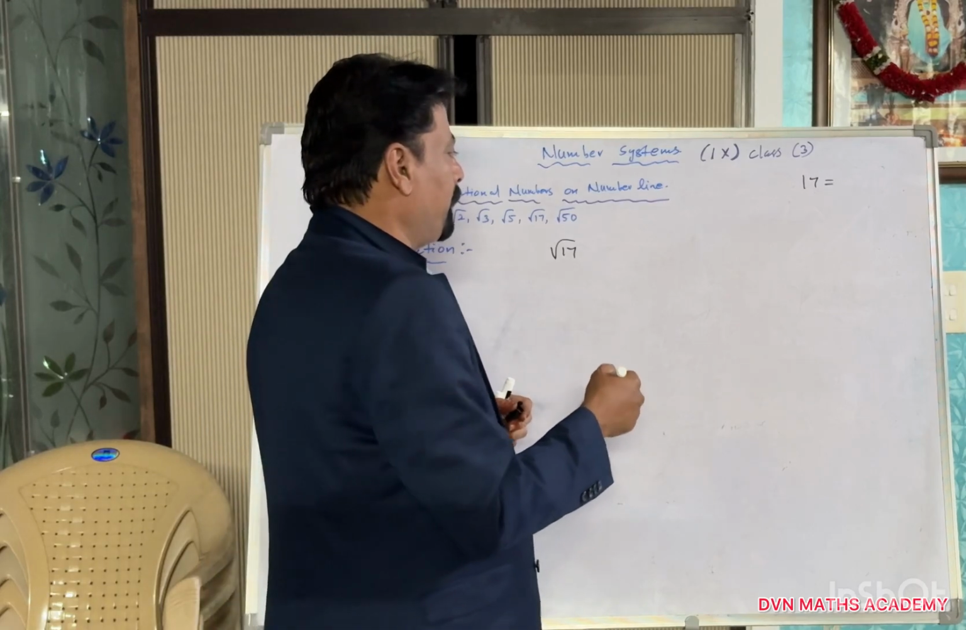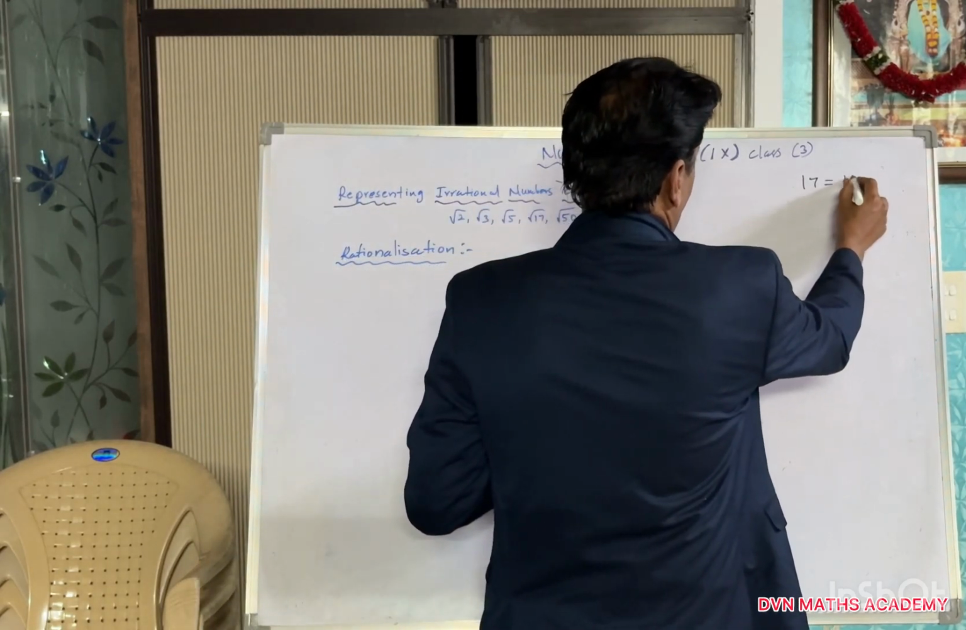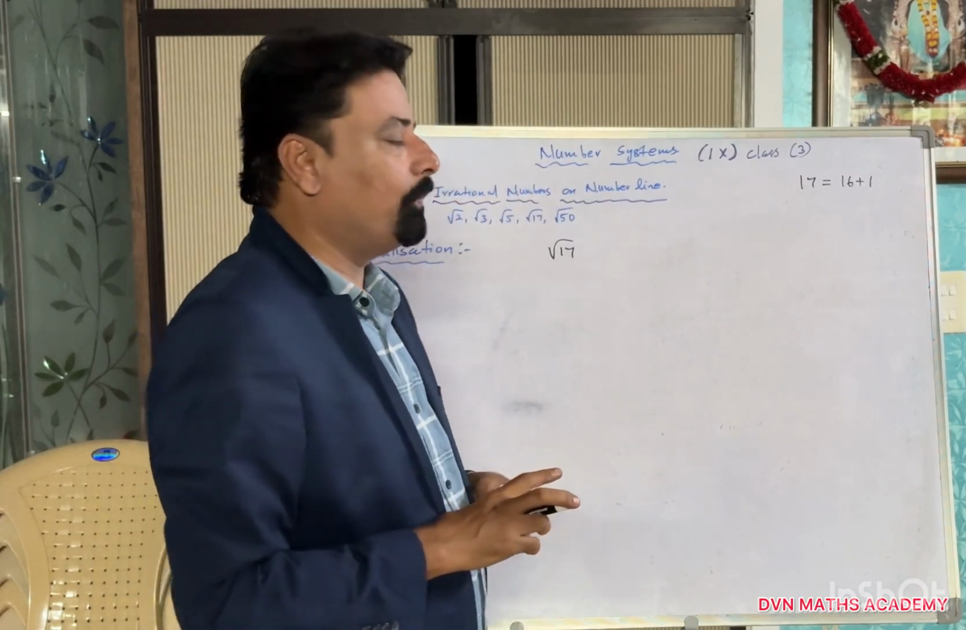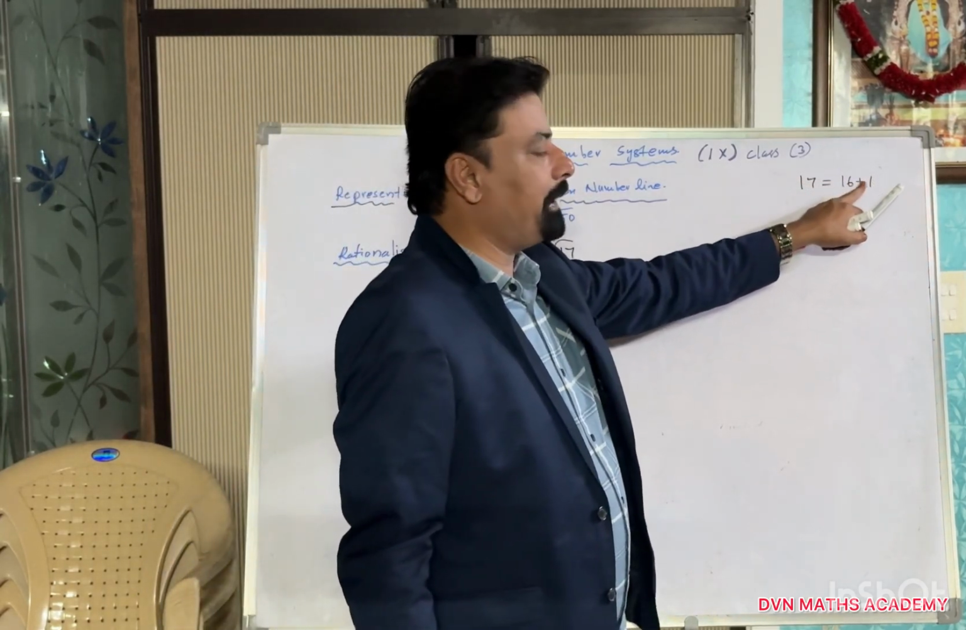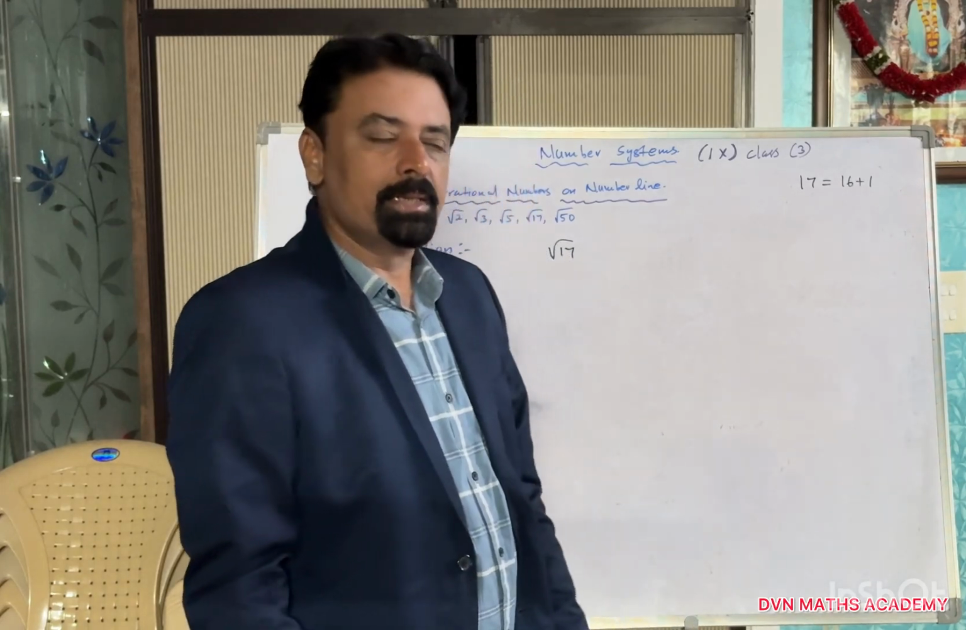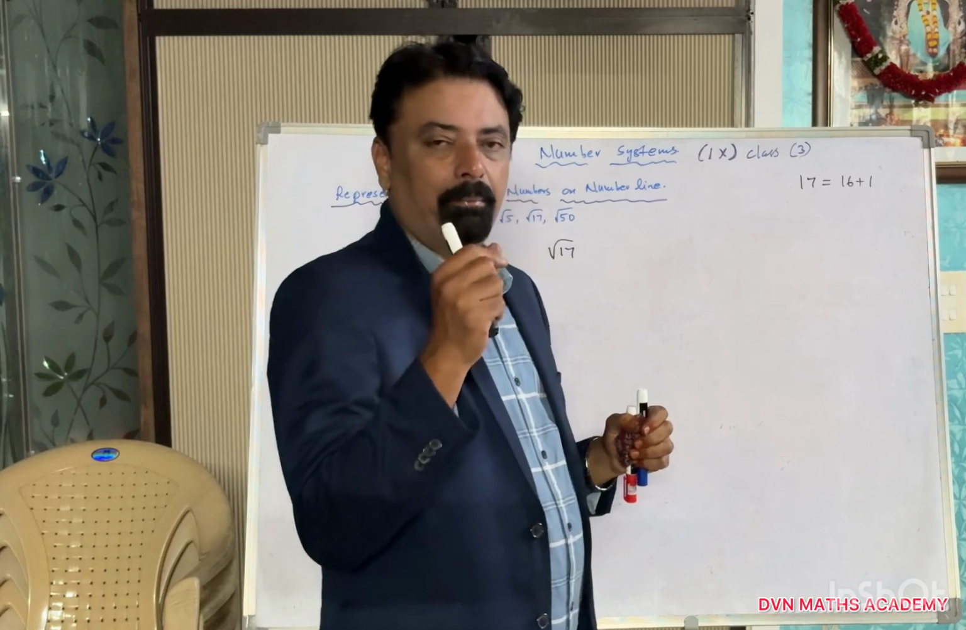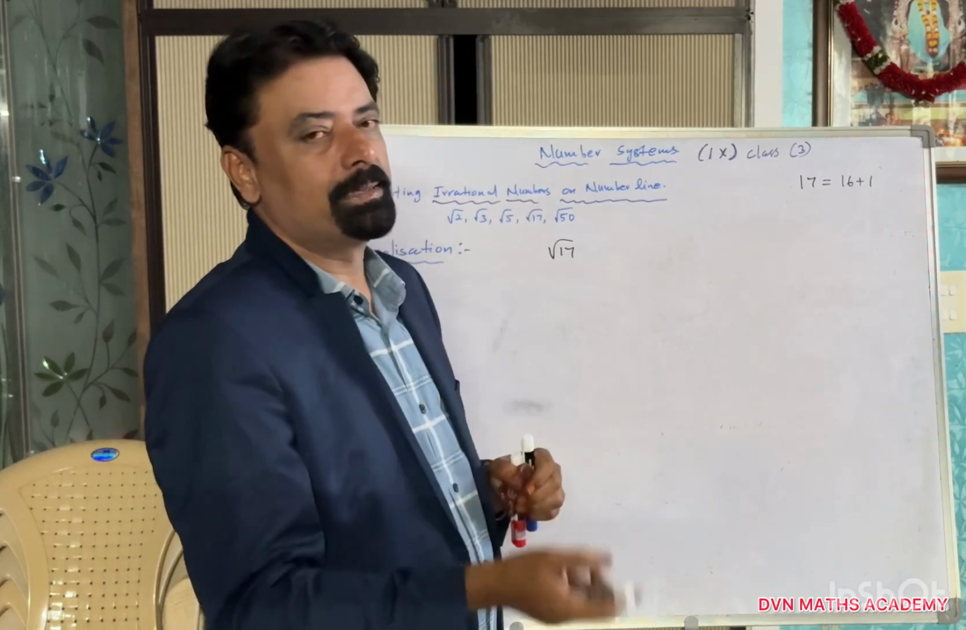So I can write this as 16 plus 1. Root 17 we can write as root of 16 plus 1, because 16 is a perfect square number and 1 also is a perfect square number. So now it is easy to represent root 17 on the number line in a single step.